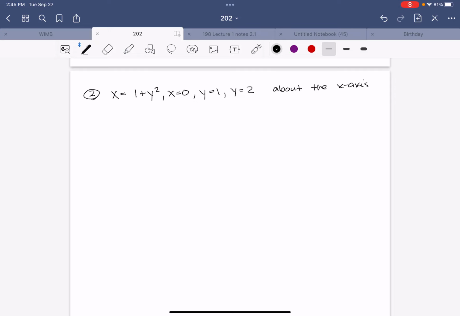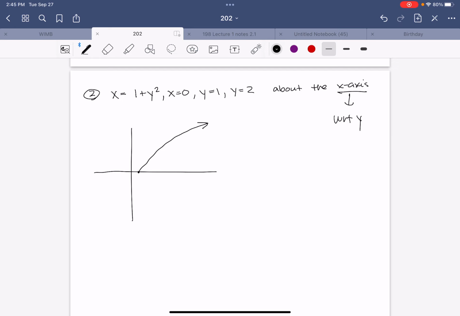All right, this is number 2 from guided practice number 8. We're working on finding volumes through cylindrical shells. So let's take a look and graph this one. This time we're rotating around the x-axis, and that means that we're going to be with respect to y when we integrate. Let's see, 1 plus y squared, that's a parabola that's shifted by 1.